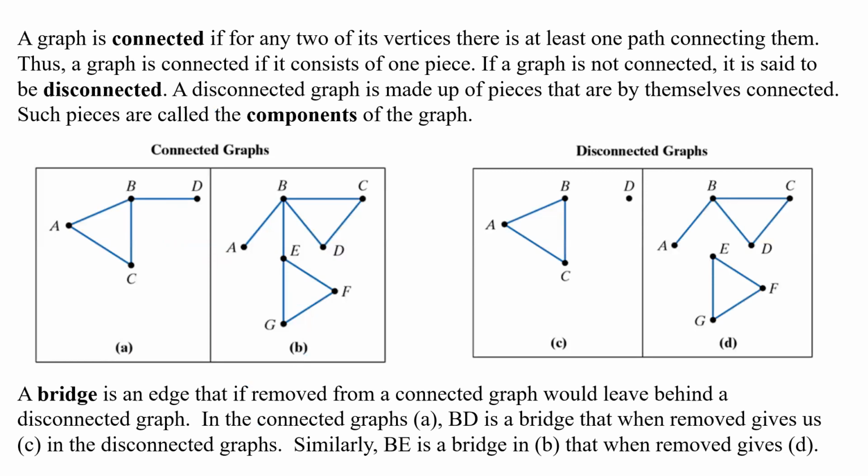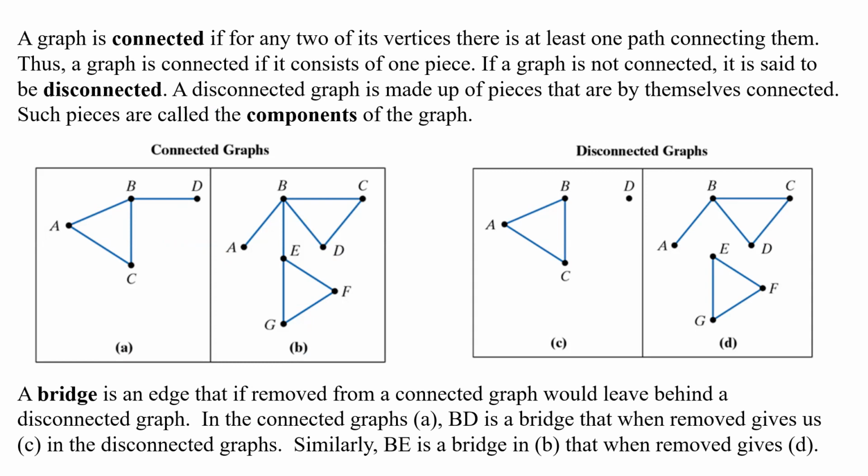All right, so a graph is connected if for any two of its vertices, there's at least one path connecting them. Thus, a graph is connected if it consists of one piece. So everything in the graph has to be connected. Now, if a graph is not connected, it is said to be disconnected. And a disconnected graph is made up of pieces that are by themselves connected, and each of those component pieces is called a component of the graph.